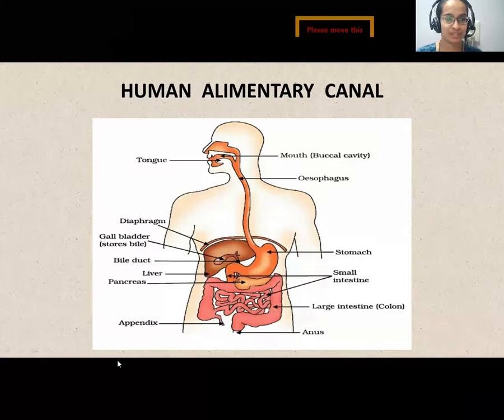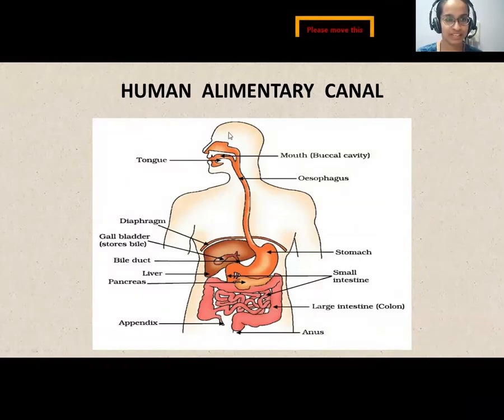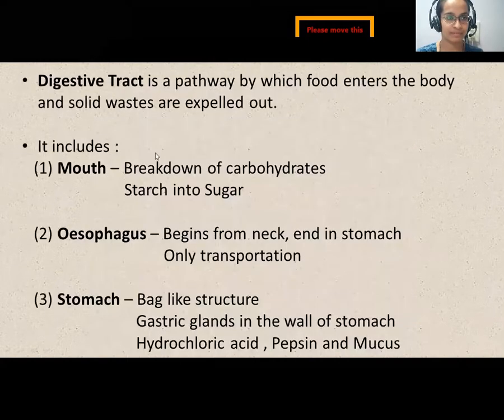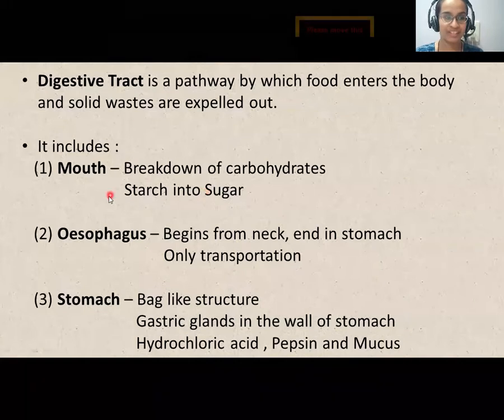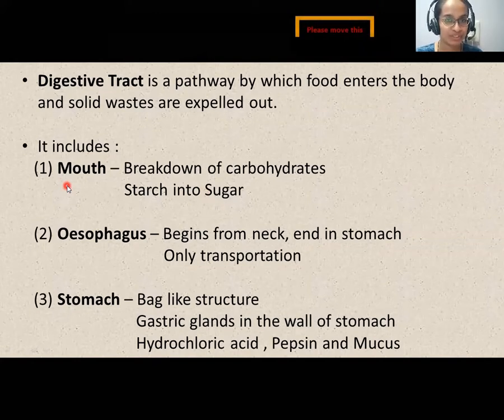Yes, students? So, let's go through it. Moving to the next. Digestive tract is a pathway by which food enters the body and solid waste is expelled out. As we already discussed, mouth. In mouth, we have teeth for the chewing of food. Then a muscular tongue for moving and rolling the food inside. There is one more thing important.